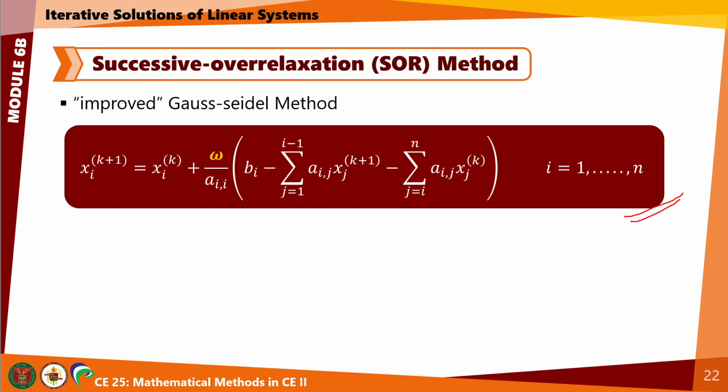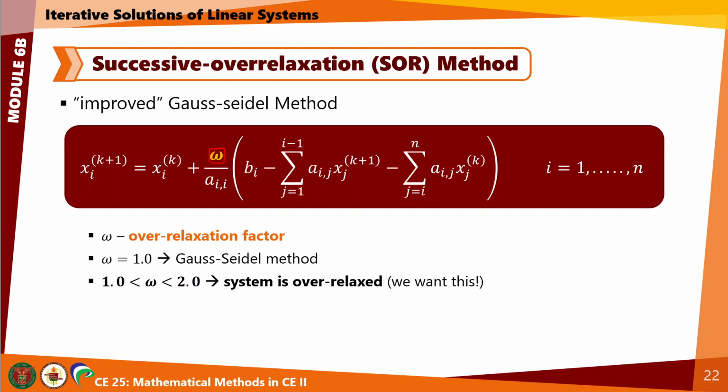Yung relationship between the current and your previous iteration, and considering this as your residual. Okay, so instead of 1, meron tayo ditong omega. Diba? Sa Gauss-Seidel, yung omega na yun, or yung over-relaxation factor na yan, ay 1, diba? 1 yung nandun sa equation natin for the Gauss-Seidel method. Okay, yung over-relaxation factor na yan, para maging improve yung Gauss-Seidel method natin, kailangan between 1 and 2 siya. Okay? Para ma-ensure natin yung system is over-relaxed. So, yan yung gusto natin.